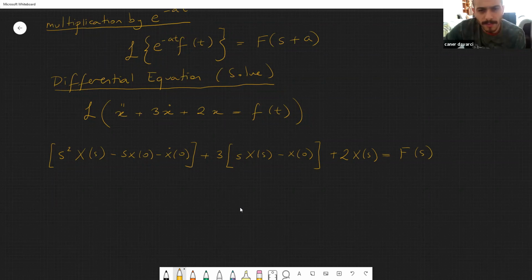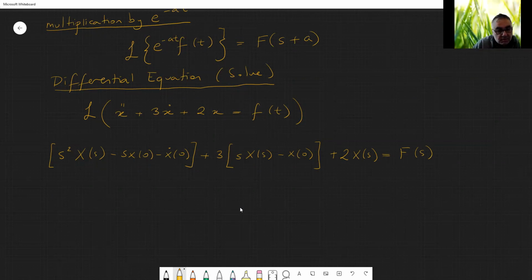Hocam, is the last one the big one, the Laplace one, or the normal one? 2X of s? Yes, hocam, it is the Laplace. Laplace transforms are capital, and for example, this is small case, x of 0. x of 0 and x dot of 0 are small case. They are constants anyway.